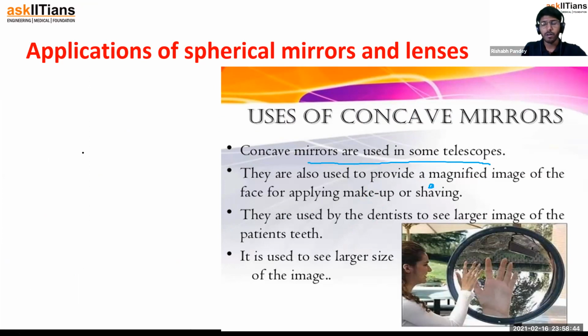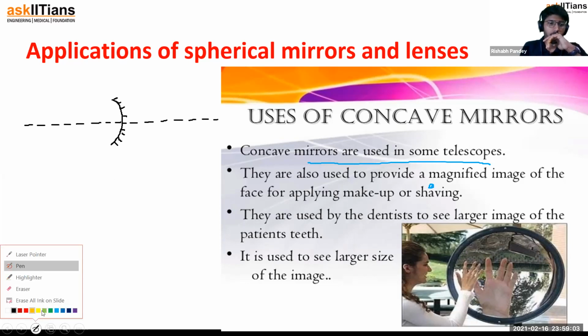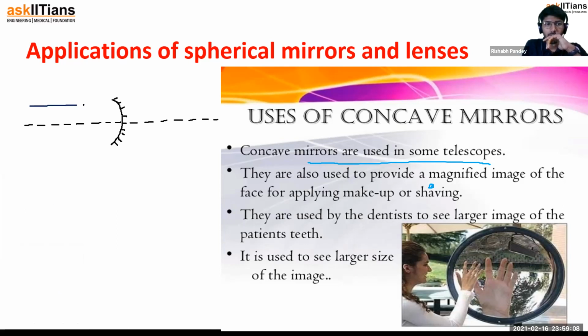If you remember, say I have a concave mirror, with this as the silvered part, and the principal axis lying like this. There's a ray of light from an object which is quite far away. Say this is the first ray of light. It comes and then goes like this. Similarly, another ray of light falls on it.